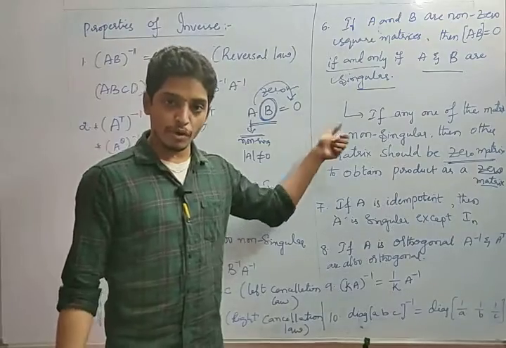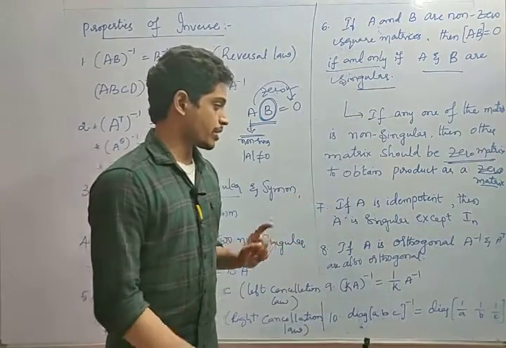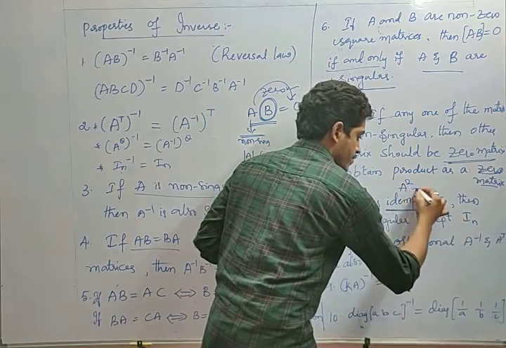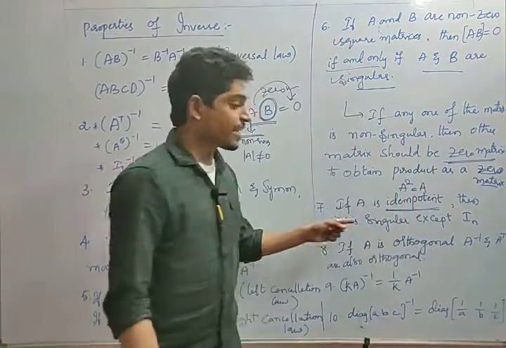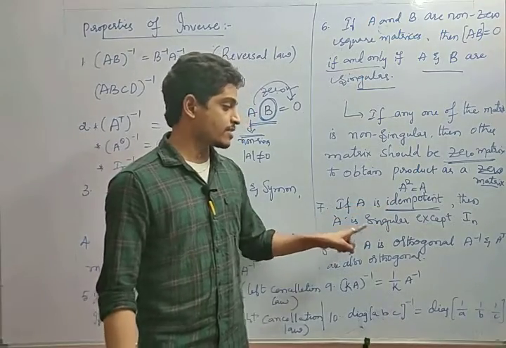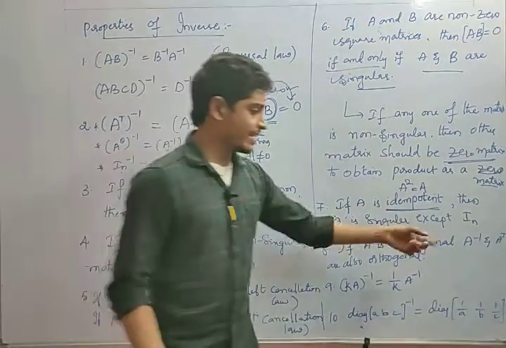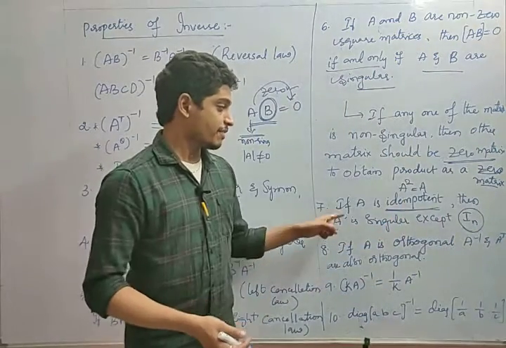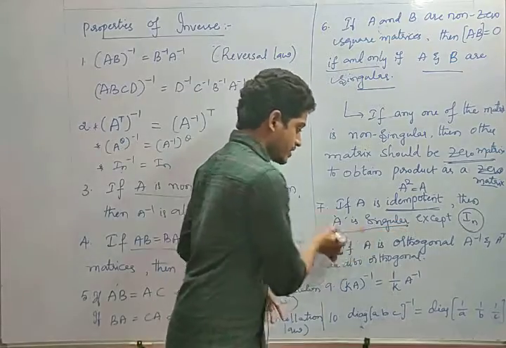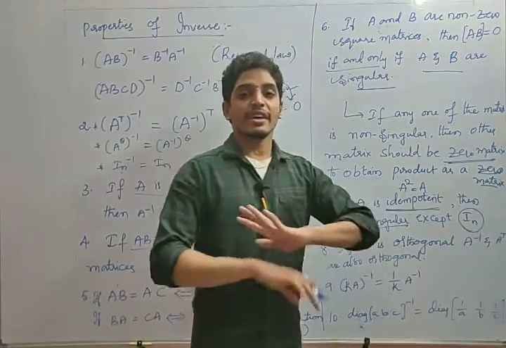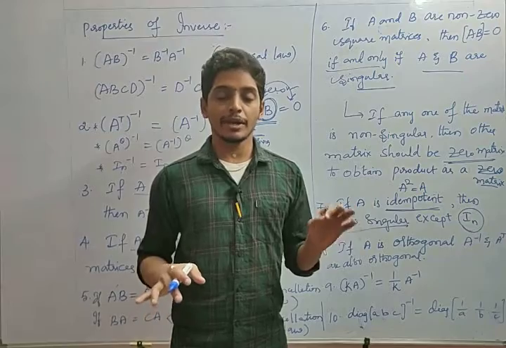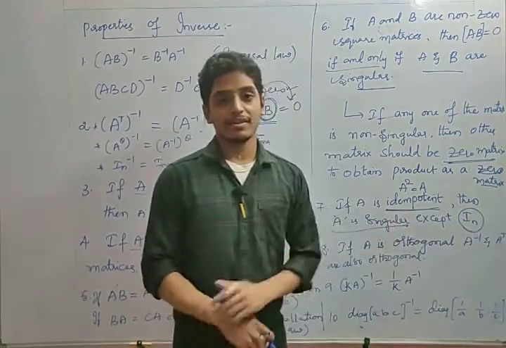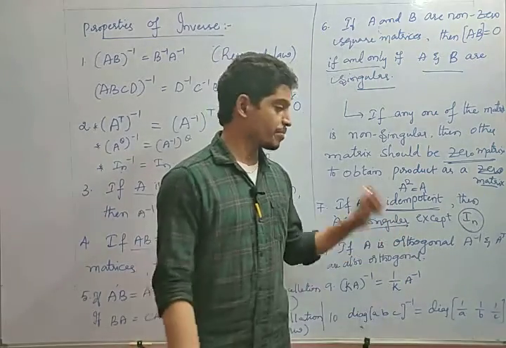We will do a few problems on this. Very important. Next one. If A is an idempotent matrix, what is an idempotent matrix, friends? We already discussed A square equals A, right? If A is an idempotent matrix, then A is singular except In. See, the identity matrix is also an idempotent matrix, right? If A is idempotent, A is singular. That means except for the identity matrix, the determinant of an idempotent matrix is 0. Fine. This is a very important property.